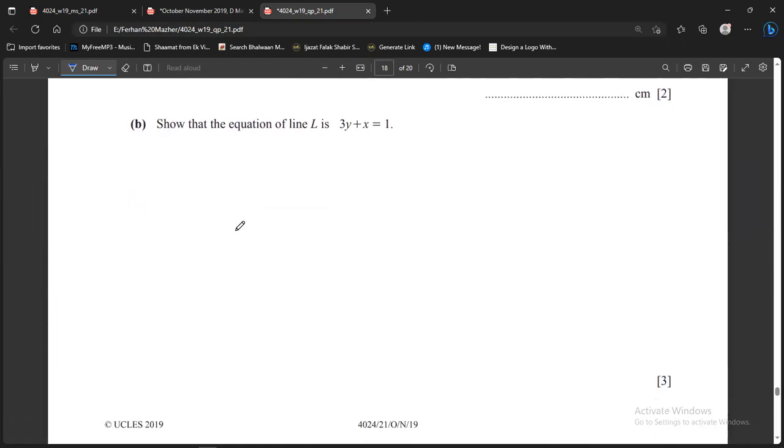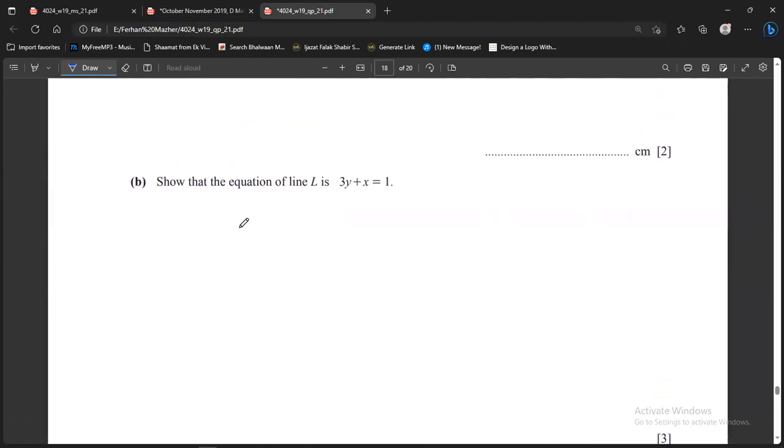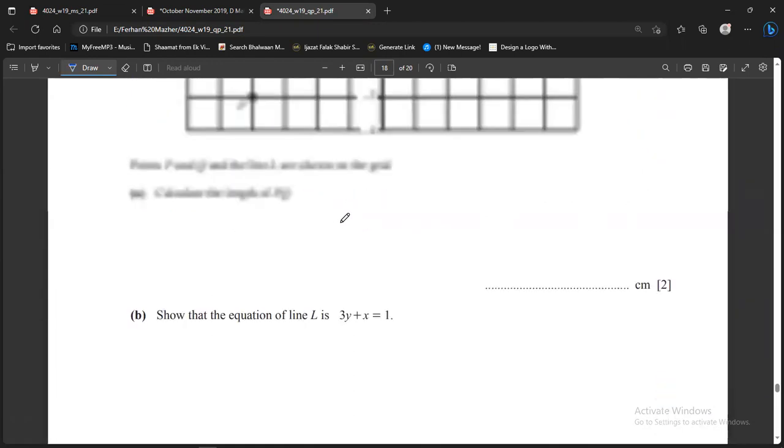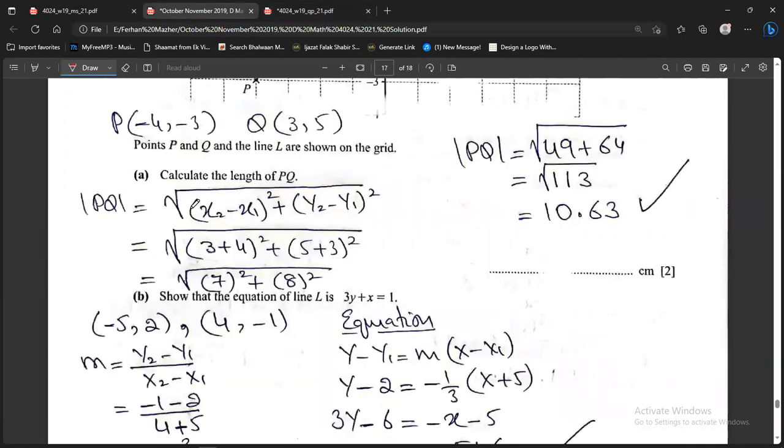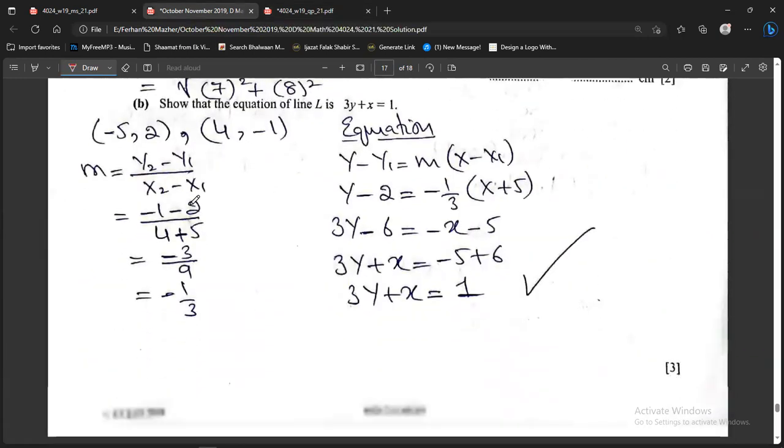Show that the line L is 3y plus x equals 1. Okay, so you are talking about this line. So I will take 2 points on this line. The 2 points I've taken on the line L are -5, 2 and 4, -1.